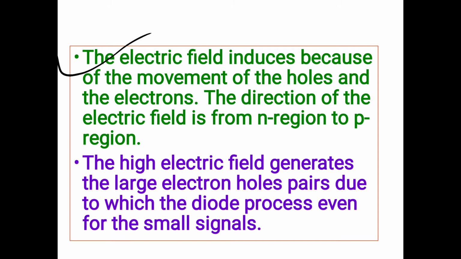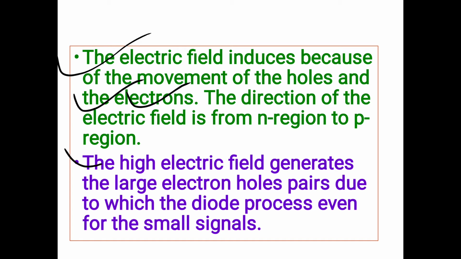The electric field is induced because of the movement of the holes and the electrons. As we have seen, the intrinsic layer has high resistivity. Due to this property, an electric field is created, induced because of the movement of the holes and the electrons. The direction of the electric field is from the N region to the P region. We will be studying how the electric field is generated in different cases.